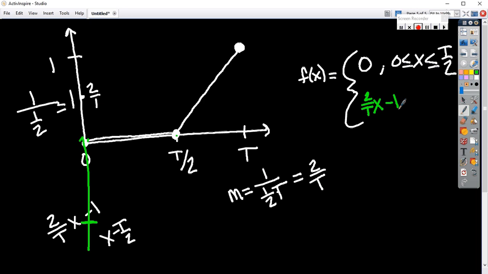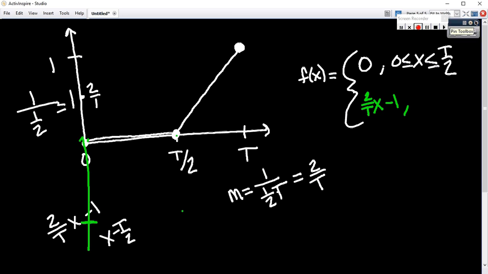Because what I did was I backwards applied the slope here. So if the slope here is going up 1 and over a half t, if I go down 1 and over a half t, I'll end up at -1. Okay. And so now I need my domain restrictions. T from t over 2 less than or equal to. Good job. Yes.